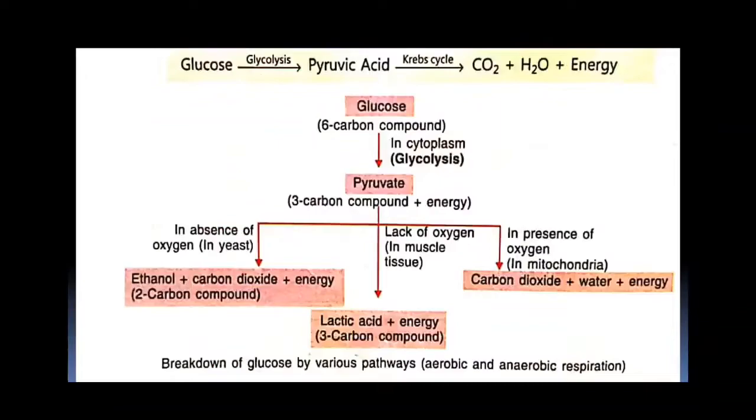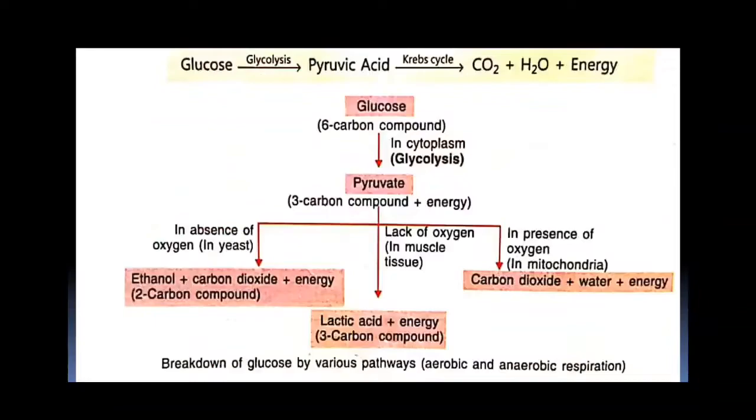Now, if oxygen is not available, then the pyruvic acid breaks down anaerobically. So, in microorganisms like yeast, glucose is broken down into ethanol and carbon dioxide and releases energy, and this energy is then used up by the microorganism. Now here one molecule of glucose produces only 2 ATP molecules.